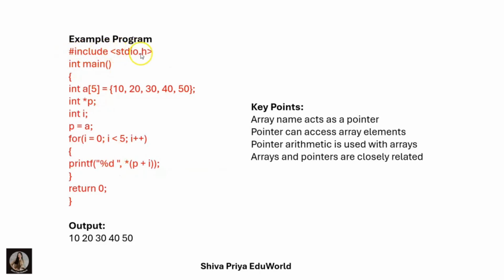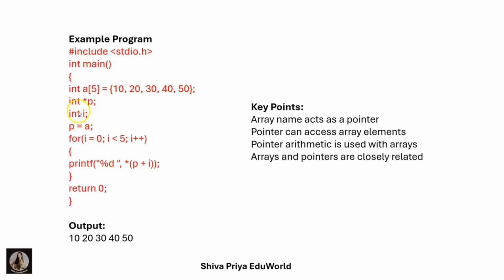#include <stdio.h>, int main, int a of 5 equals 10, 20, 30, 40, 50. Here you can see that I have taken 5 elements inside the array, and this declares an integer array named a with 5 elements and initializes them with the given values. The array name a itself acts as a pointer to the address of its first element, a of 0. Int asterisk p declares the pointer variable named p, capable of storing the memory address of an integer.